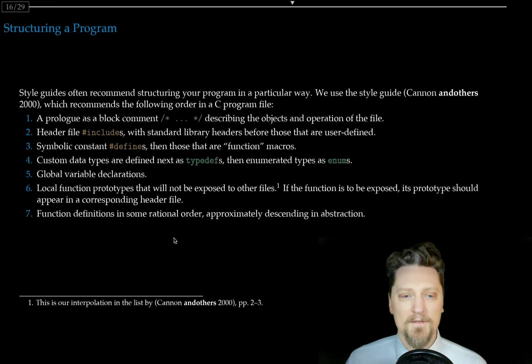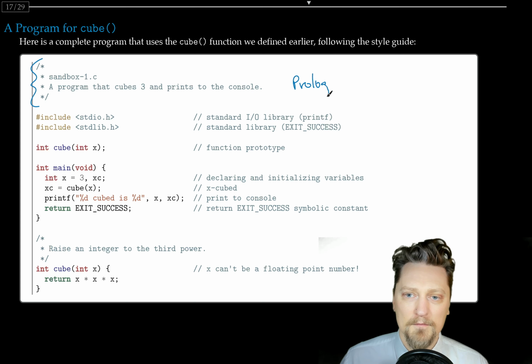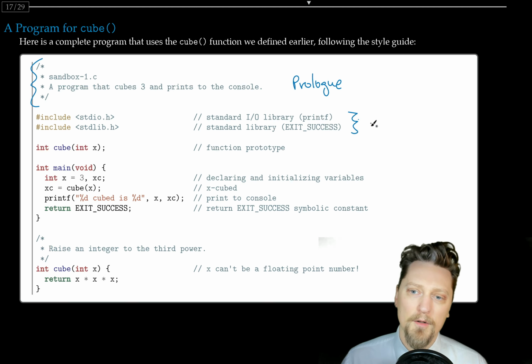Yes, so that is the list. That's the ordering we should do in our program files. So we'll see a lot of examples, but that's the general guidance that we'll try to follow as much as we can. Okay, so here's a program for cube. Here's a complete program that uses the cube function we defined earlier following the style guide. So we have our prologue here. Okay, we have our includes.